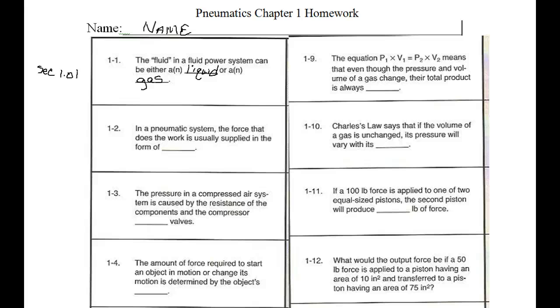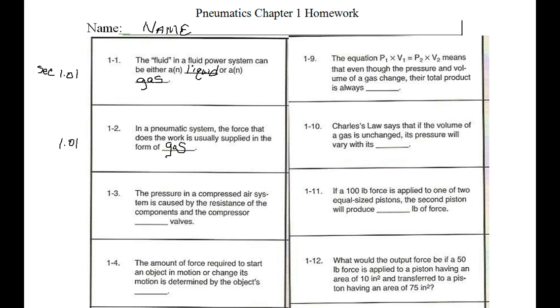Let's see. In a pneumatic system, the force that does the work is usually supplied in the form of, well, where did I find that? It is in the same section, 1.01, but it's at the bottom. So let's look at it. A system that uses a gas for transforming force is called a pneumatic system. So in a pneumatic system, the force that does the work is usually supplied in the form of a gas. So that's where you get that from. Pneumatic is derived from a Greek word for an unseen gas. So that's the next one, form of a gas.